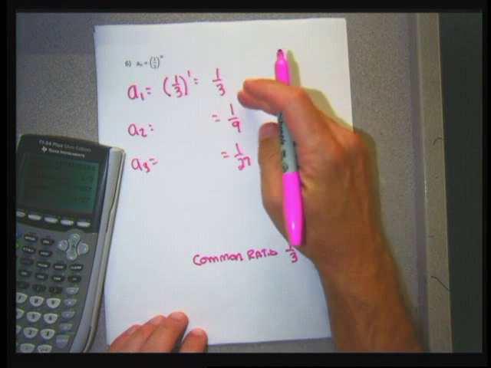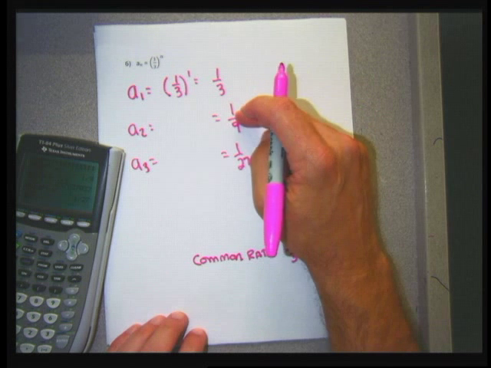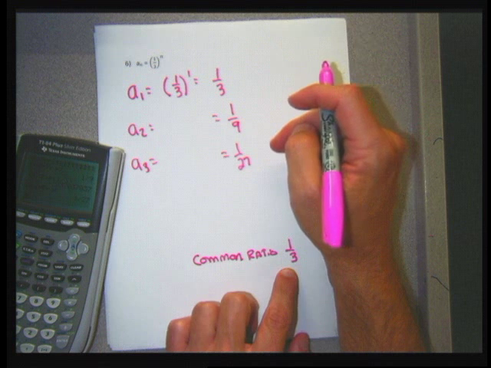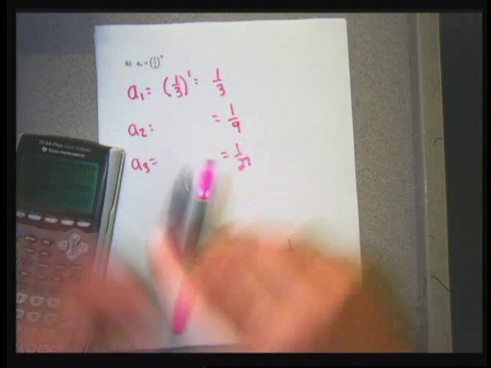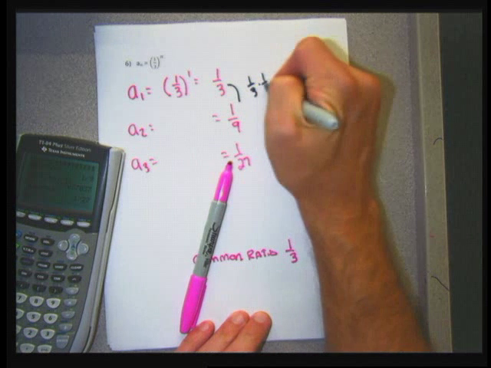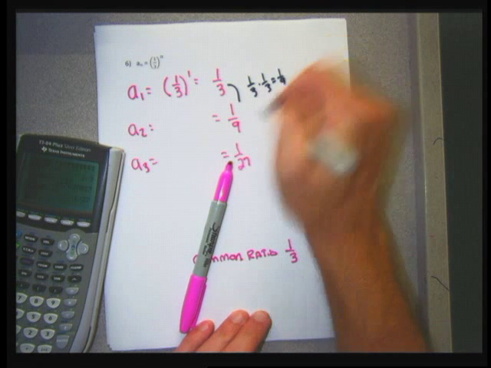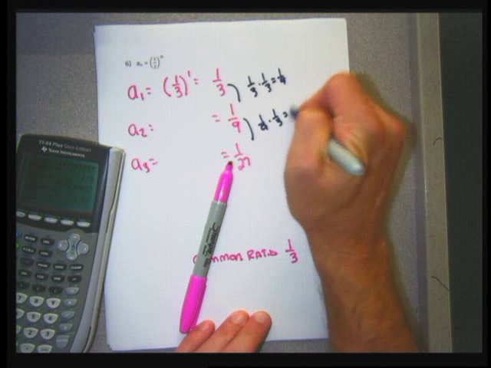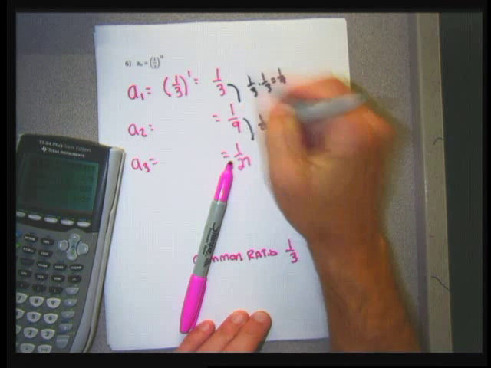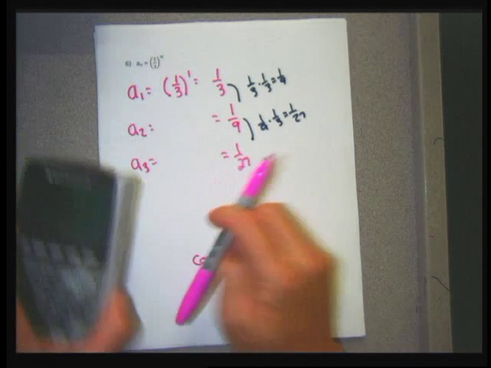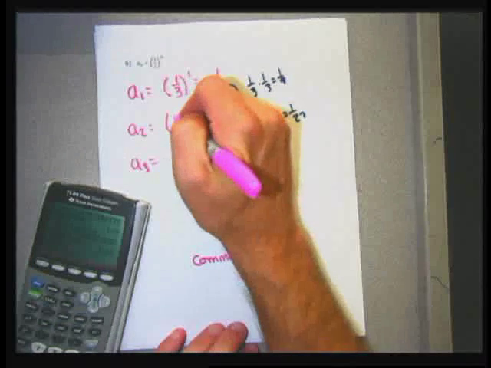So if when I compute the second term it's 1/9 and the third term it's 1/27, it'd be safe to say the common ratio is 1/3 because to get from here to here, 1/3 times 1/3 is 1/9. To get from here to here, 1/9 times 1/3 is 1/27. I have to multiply by 1/3 to get from one term to the next. Let me confirm that real quickly.